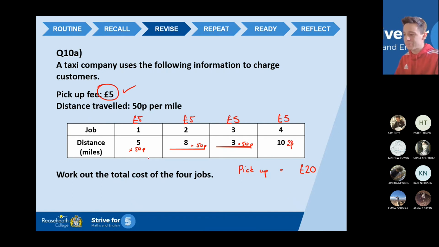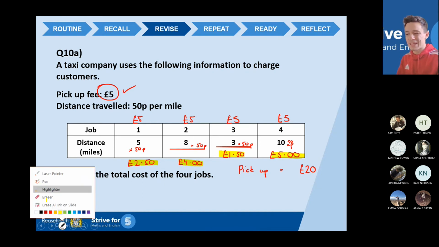Okay? Well, 5 times 50p is £2.50. 8 times 50p is £4. 3 times 50p is £1.50. And then finally, 10 times 50p is £5. So I've got there all the costs for the distance travelled. So £2.50, £4, £1.50, £5.